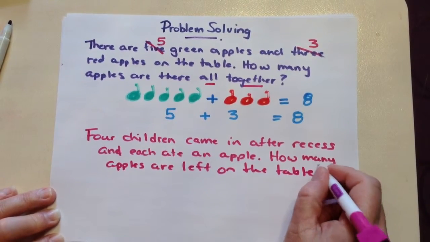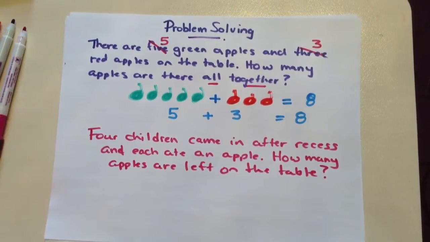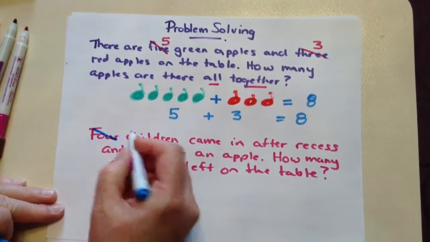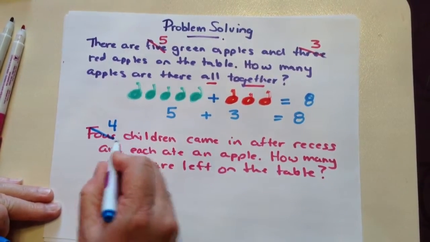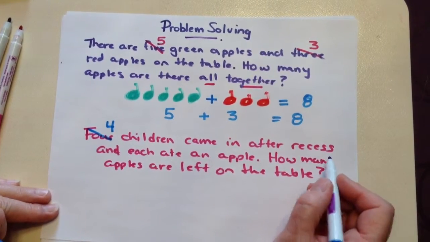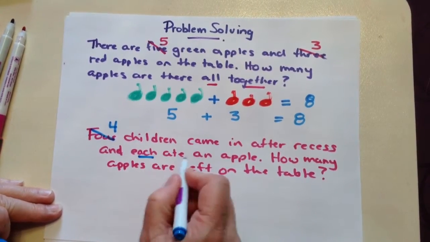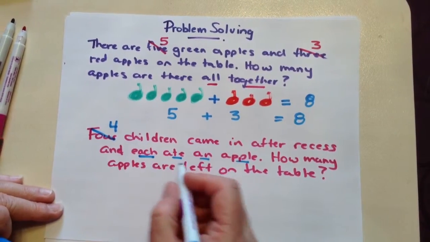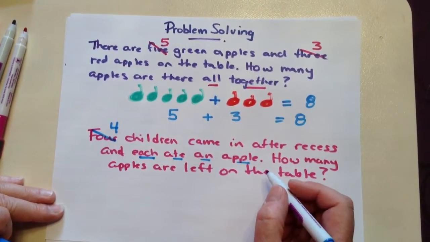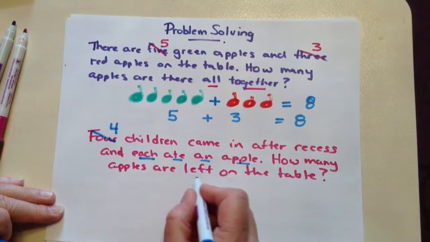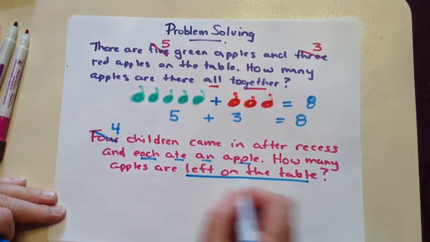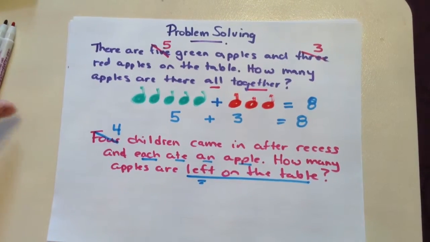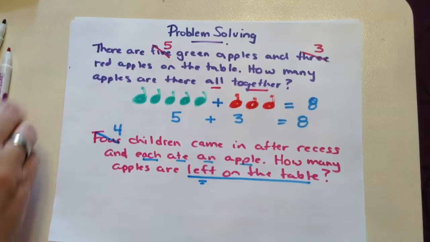Okay, so I'm going to use the exact same way that I did in the first one. So I'm going to cross off the words and change it into numbers. So 4 children came in after recess, and something really important here, each ate an apple. So that tells me 4 children took 1 apple each. And then how many apples are left on the table, which usually, again, indicates a subtraction question. So I'm going to draw it out.